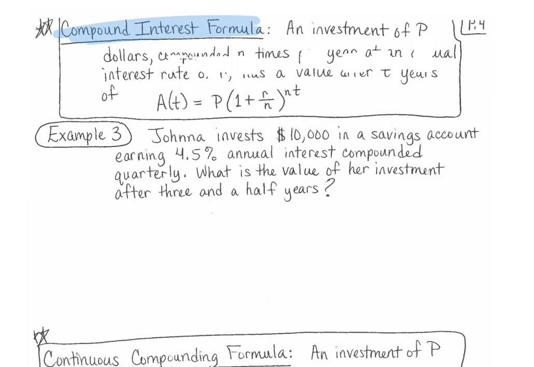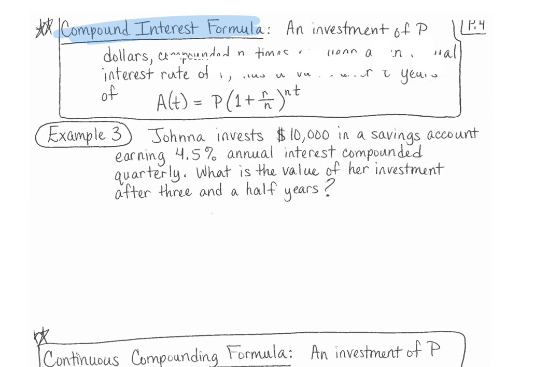We're running it. That means we're compounding it, right? Compounded N times per year. That's how many times we run it. What is it in terms of? Money. Well, we're investing money, but we're compounding N times per year, yearly. At an annual interest rate of what? R. It has a value after T years. T is in what? Years. T is time in years.